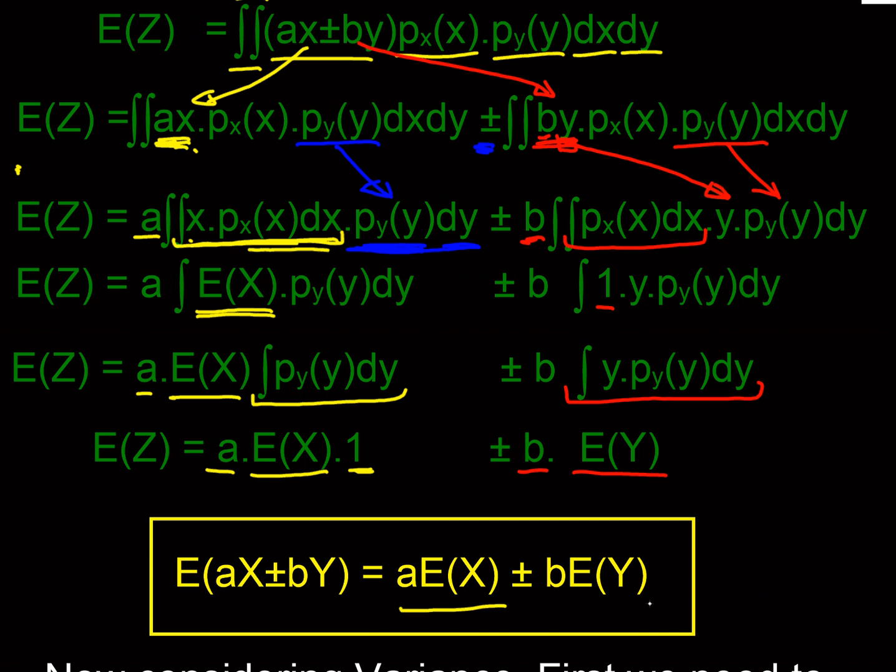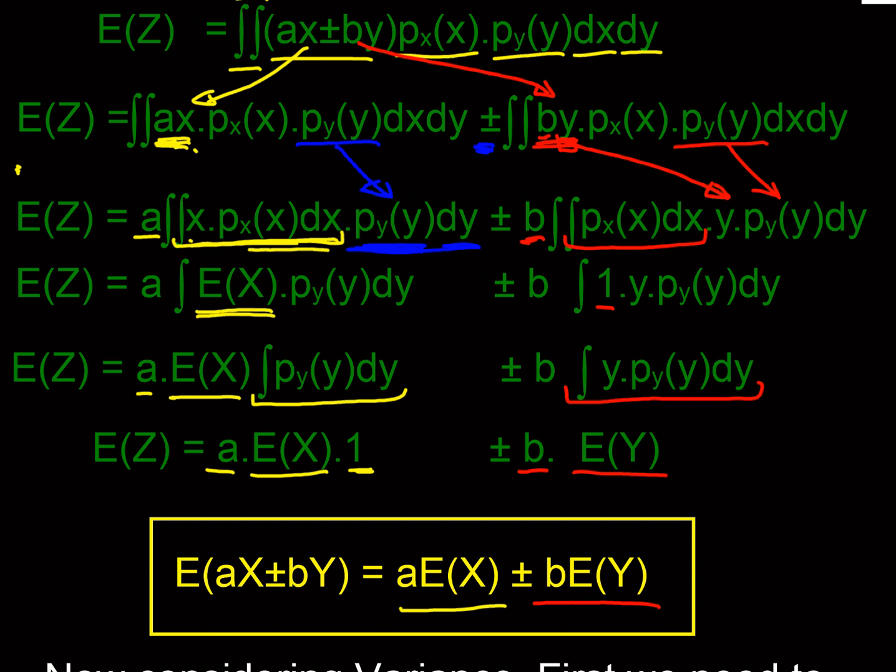And therefore we've got our second term here, so our overall expectation is a times the expectation of x plus or minus b times the expectation of y. So can you see how we broke this integral up in this case from one integral into two integrals in order to get our solution here? Okay, let's move on then.